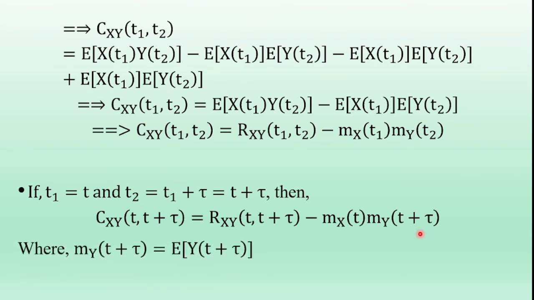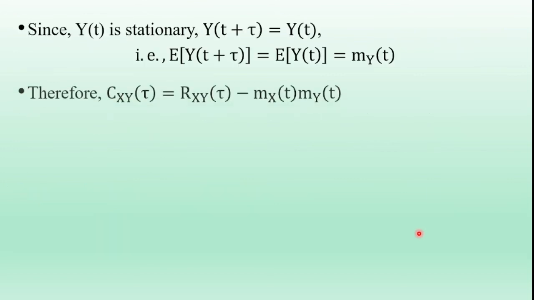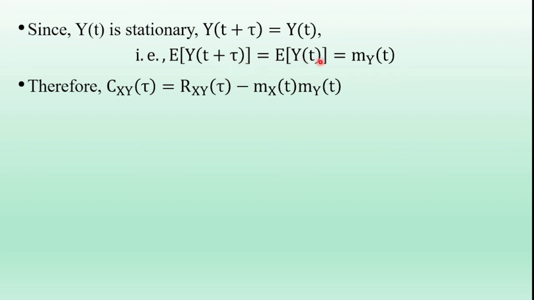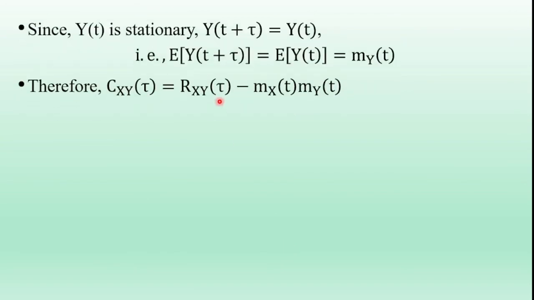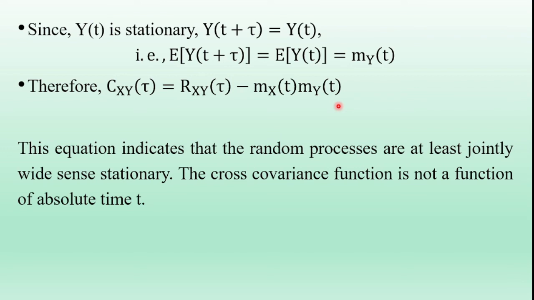Since the random process Y(t) is a stationary random process, the expectation of Y(t plus tau) is equal to the expectation of Y(t). So applying this condition to this equation, we get C_XY(tau) is equal to R_XY(tau) minus m_X(t) m_Y(t). This equation indicates that the random processes are at least jointly wide-sense stationary random processes. The cross-covariance function is not a function of absolute time t.